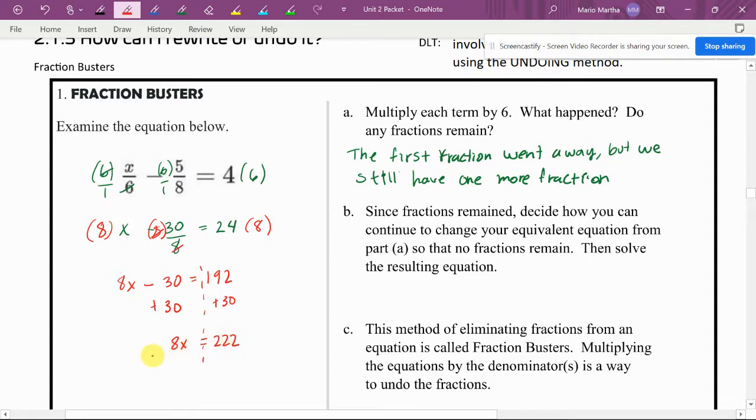And then finally, just divide both sides by 8. And that leaves me with x equals 222 over 8. Now here, this fraction can be simplified. You can divide top and bottom by 2 to find an equivalent fraction. And that leaves us with 111 over 4.